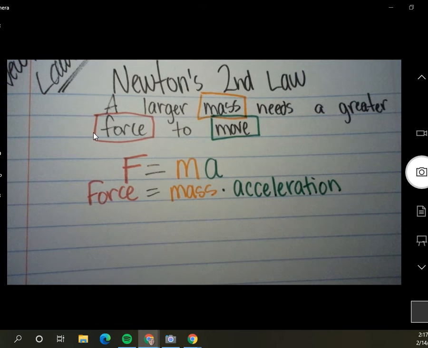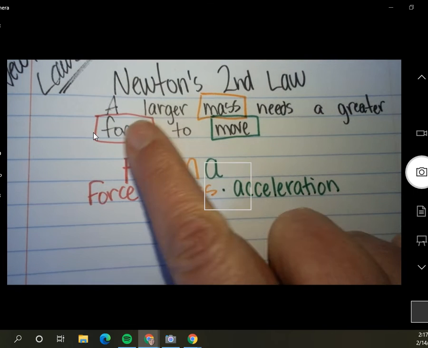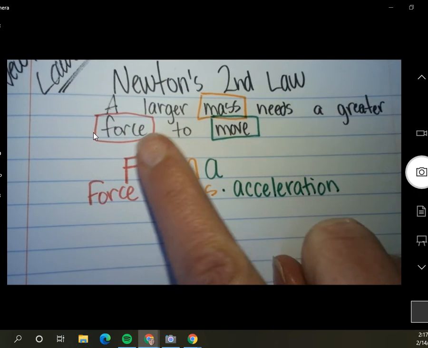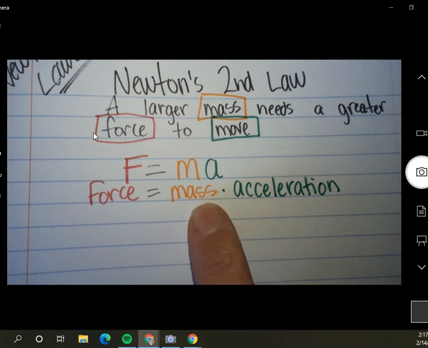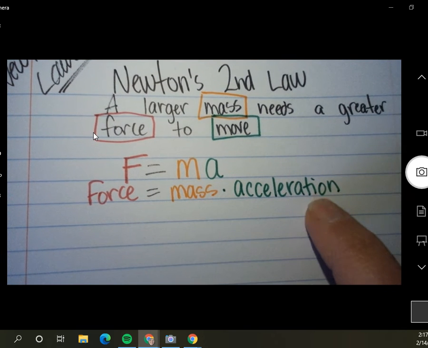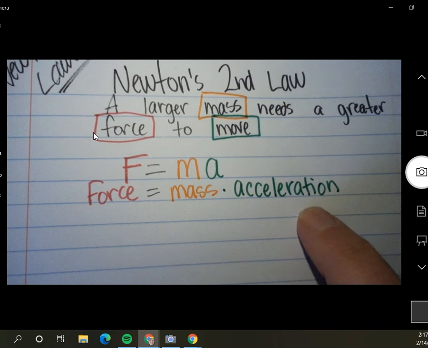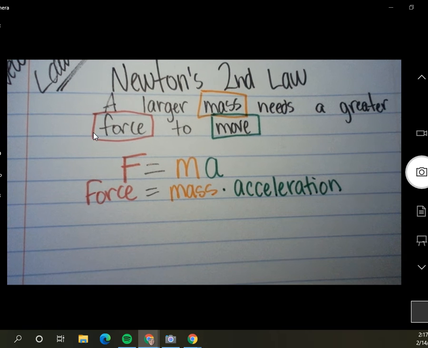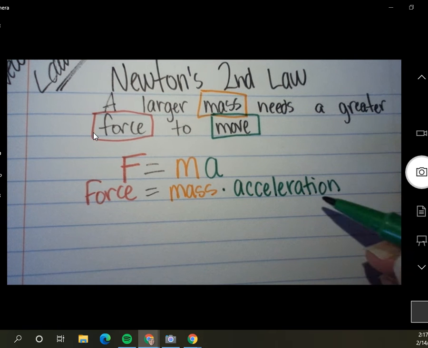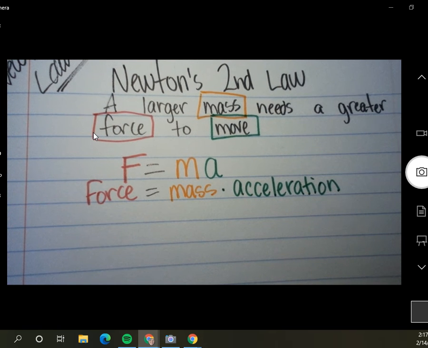Okay. All right, so we've already said that a larger mass needs a greater force to move. And so we're going to be using force equals mass times acceleration. What does acceleration mean? Yeah, movement. And specifically, acceleration is going faster, it's changing our velocity.